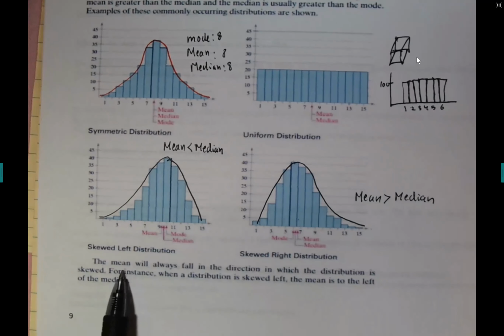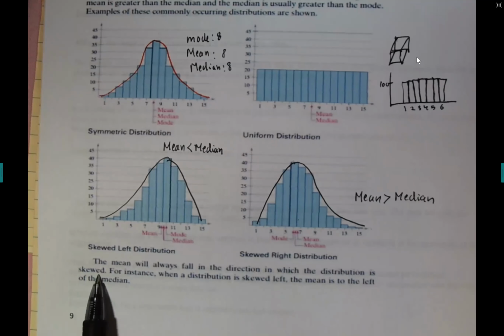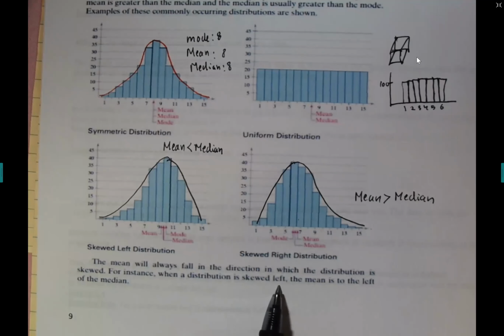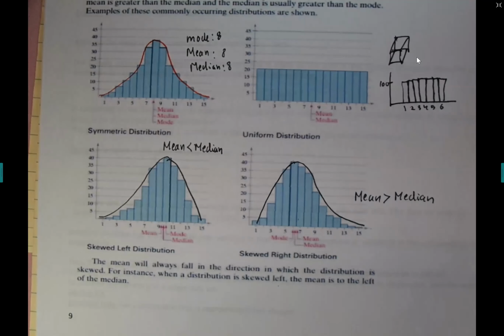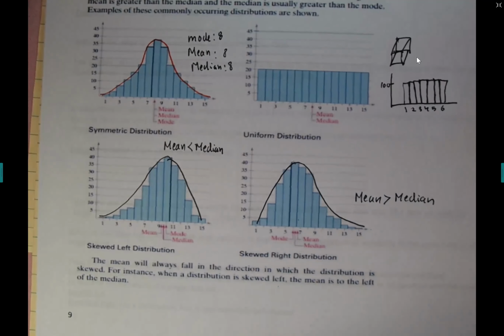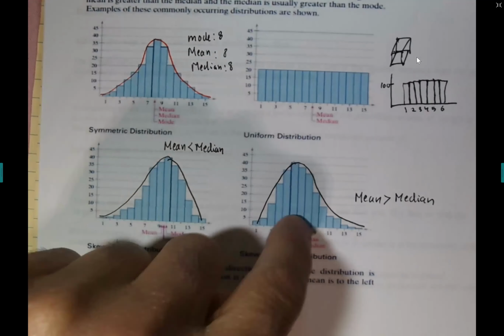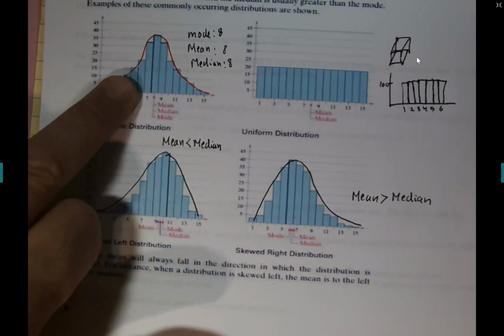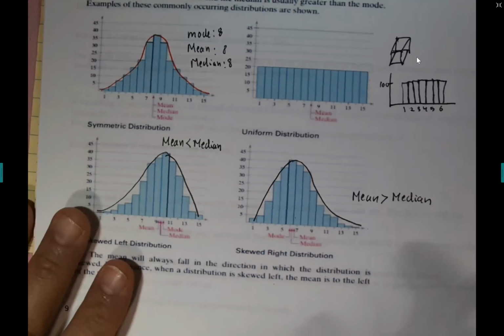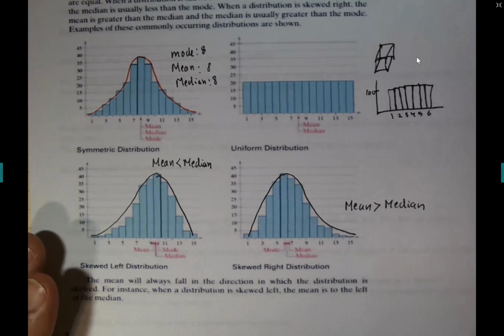And here is a note. The mean will always fall in the direction in which the distribution is skewed. For instance, when a distribution is skewed left, the mean is to the left of the median. And when it is skewed right, the mean is to the right of the median. This is very important. That one is not important to us. These two do show up as well, but the most important distributions, guys, that you need to be aware of are skewed left and skewed right.